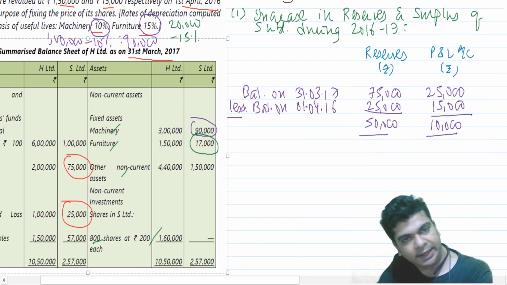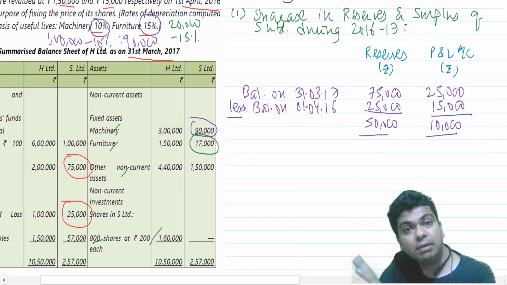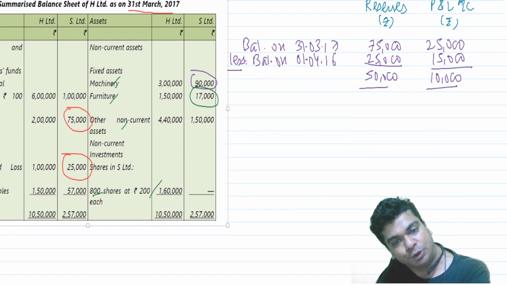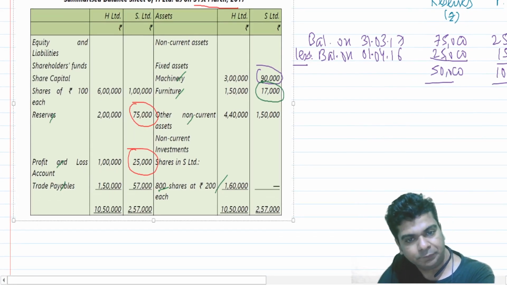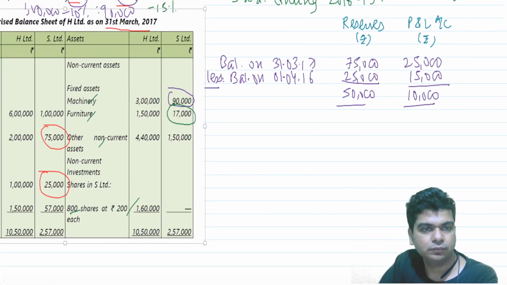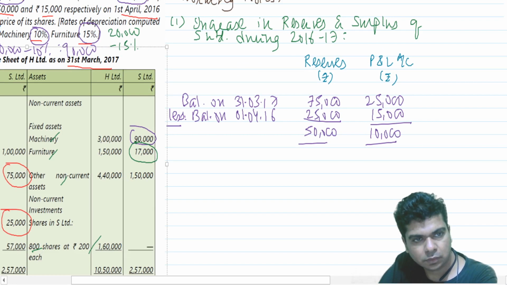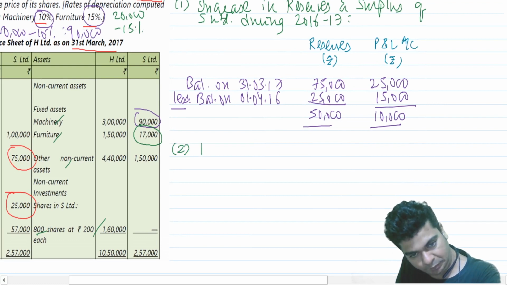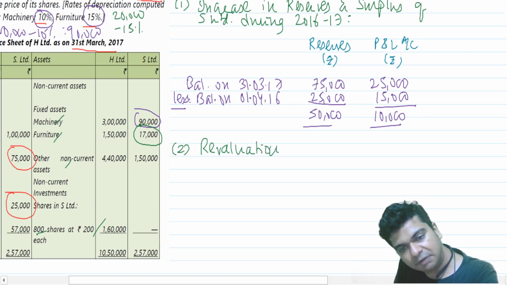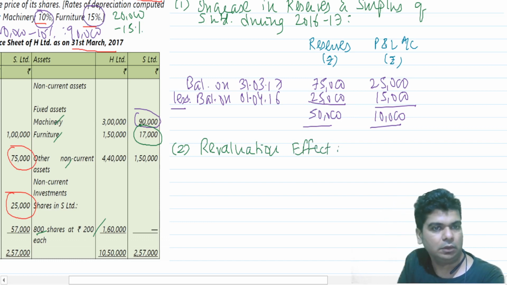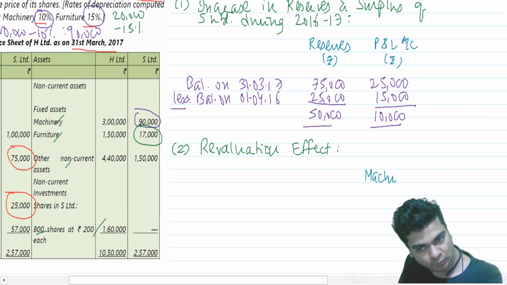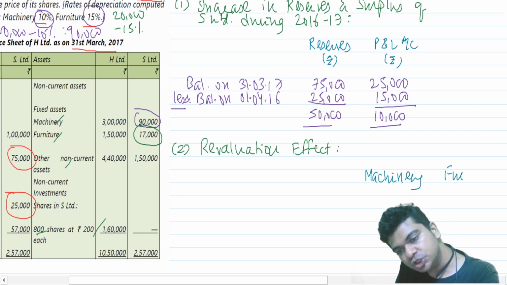Next, I would like to do the working. See, if you are writing, then you can keep on pausing the video and keep on completing the solution. Yes. I will now like to give the effect of the revaluation. Revaluation effect. We are doing revaluation effect for machinery and for furniture.